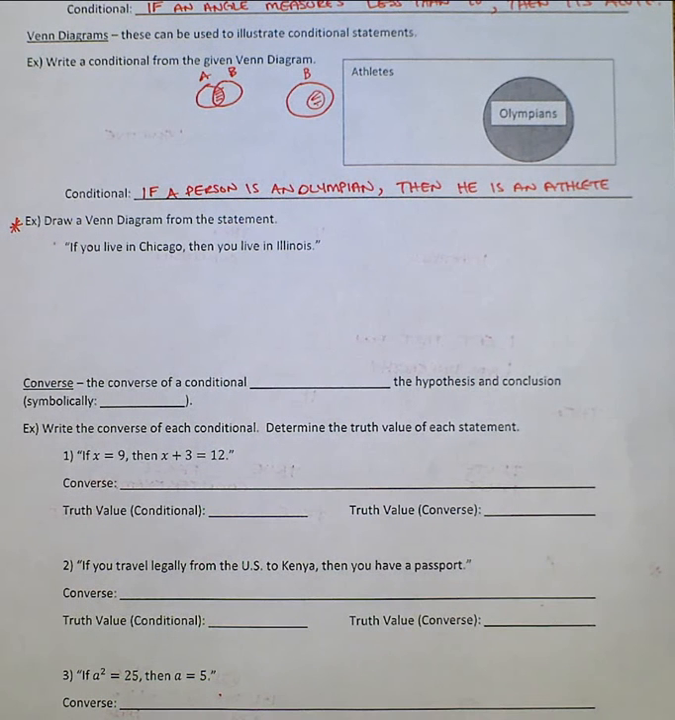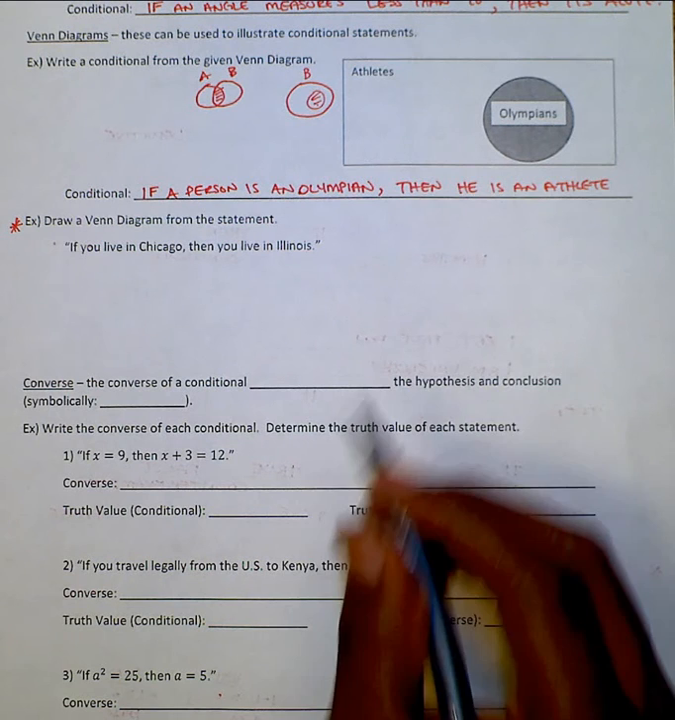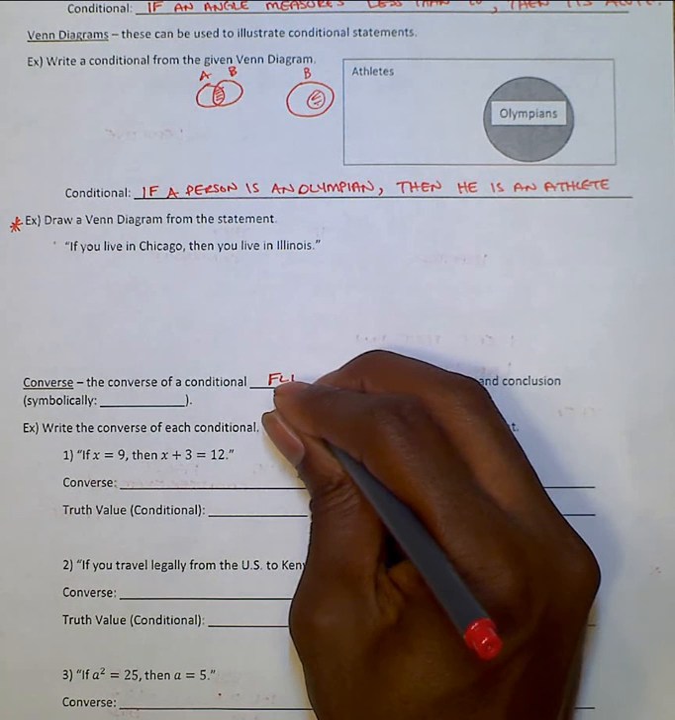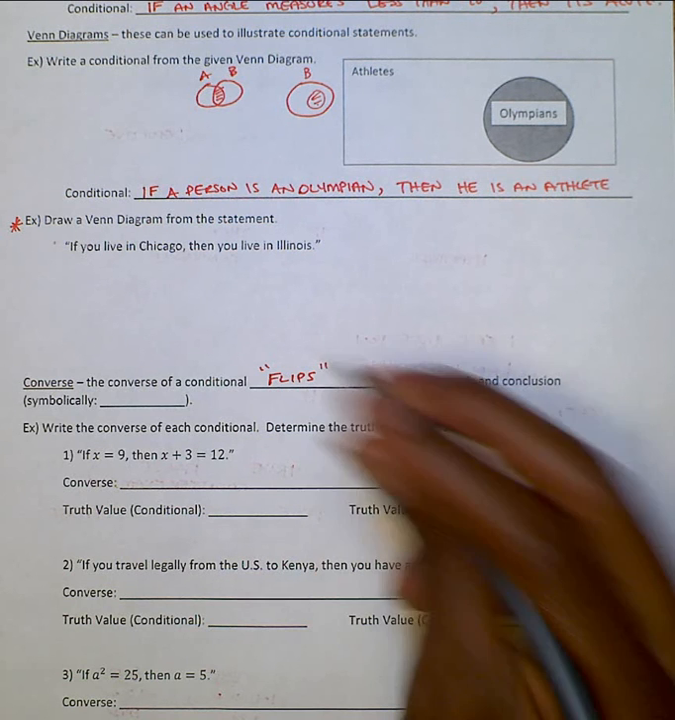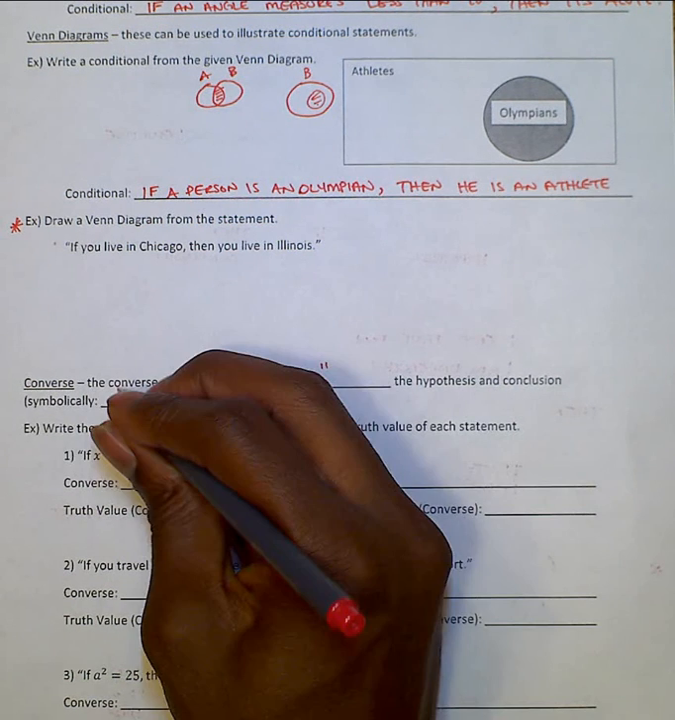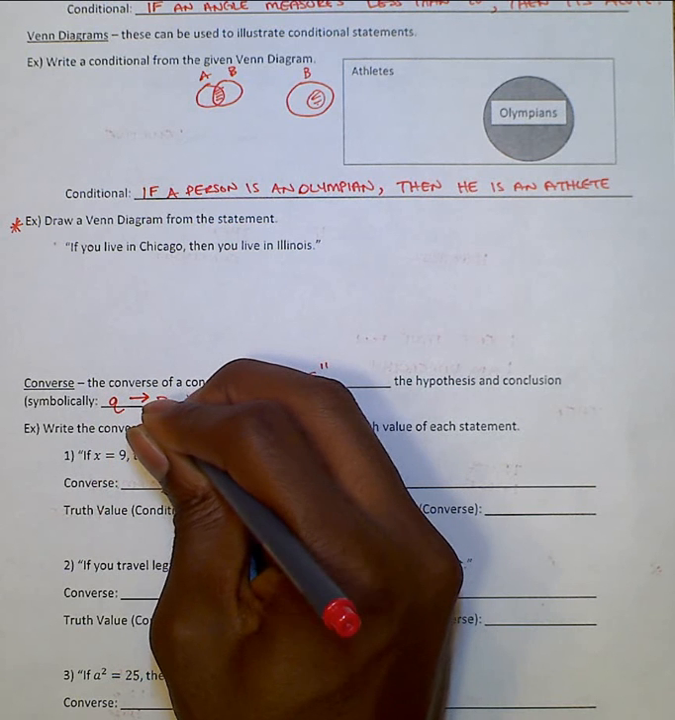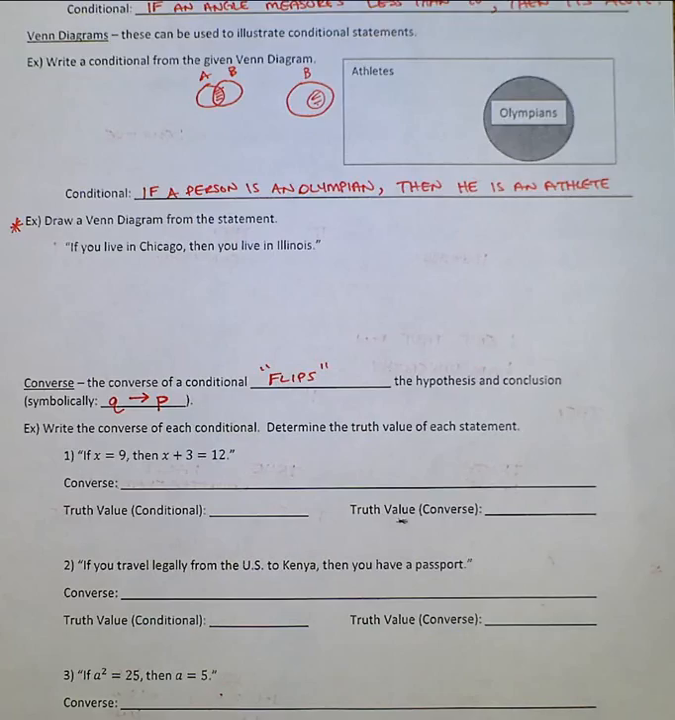Alright, let's talk about converses, not the shoe. The converse of a conditional flips the hypothesis and conclusion. It flips. Symbolically, it's Q then P. It's still a conditional statement, but what it does is that we change where the hypothesis and conclusion go.